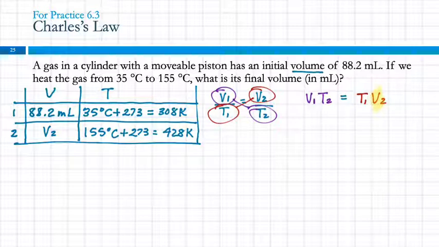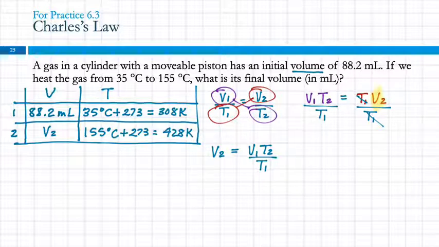So I want to move things from that side of the equation. I want to move T1 over here, so I'm going to do that by dividing by T1. T1 divided by T1 is 1, cancels out. And I have to do the same thing to the other side. And there I've got my equation: V2 is equal to V1 times T2 divided by T1.